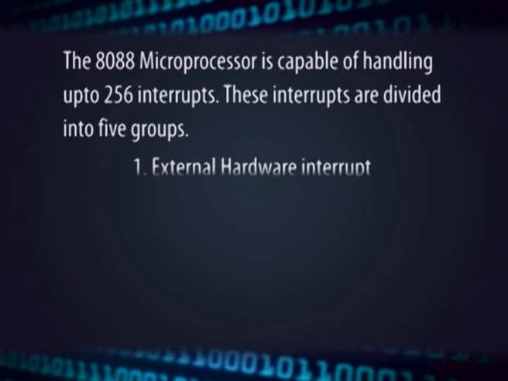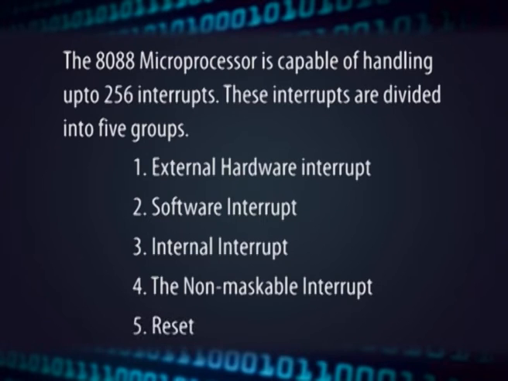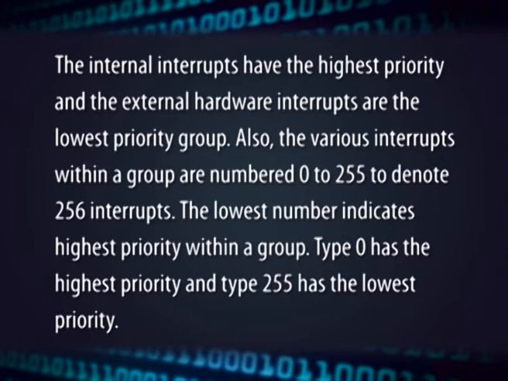The first group is external hardware interrupt. The second group is software interrupts. Third group is internal interrupt. Fourth group is non-maskable interrupt. And the final one, fifth group, has one interrupt called reset. The hardware, software and internal interrupts are serviced on a priority basis. The internal interrupts have the highest priority and the external hardware interrupts are the lowest priority group.